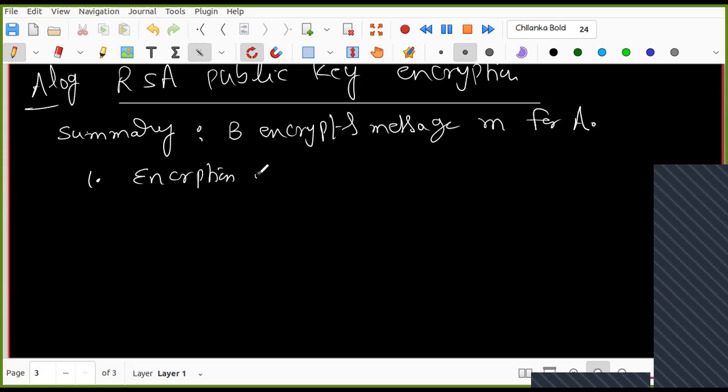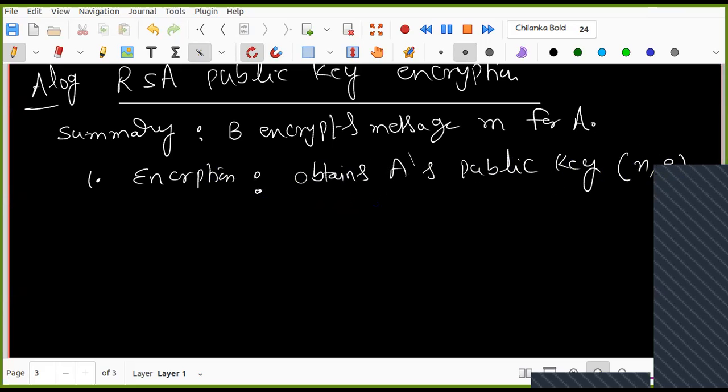Then decryption. So encryption, how it goes? First, obtain A's public key. What is the public key of A? It is (n, e). So it is known. This is a small a.